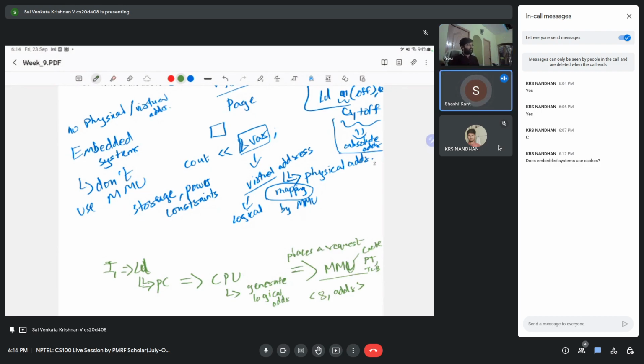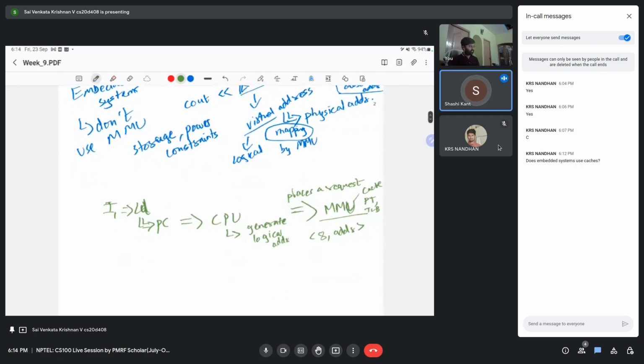What happens in DMA, direct memory access? When the CPU does not interact in all this memory management, when the memory is accessed directly by the device, the MMU does this thing, right?